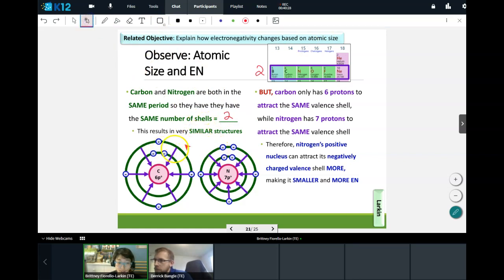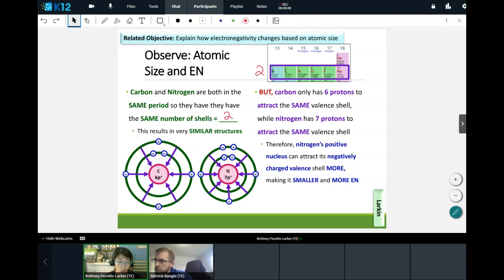And the result is they look very, very similar to each other. Smiley face emojis in the chat if you can see that they have very similar structures to each other, right? They have a nucleus, they have 2 shells, they look very similar to each other, okay? Smileys, emojis, thank you. Monse, thank you. Daniela, excellent. Now, the difference, though, is the number of protons that they have in the center.